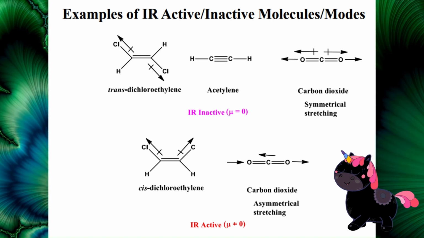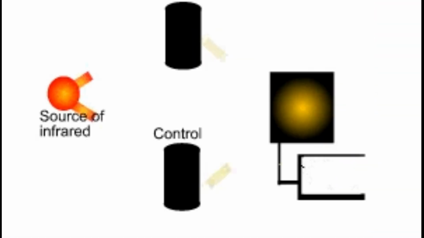When its bonds undergo an asymmetric stretch or bend, the dipole moment of the molecule changes at a certain rate per second. This is known as its frequency, measured in hertz. If this changing dipole frequency matches a frequency in the IR electromagnetic region, then absorption of that particular IR frequency takes place.